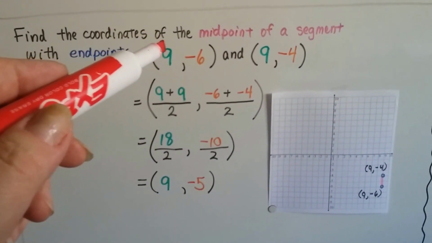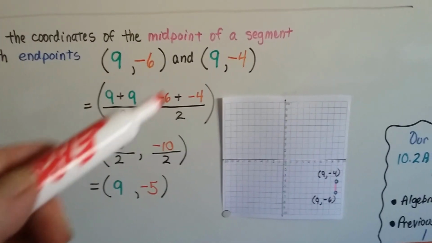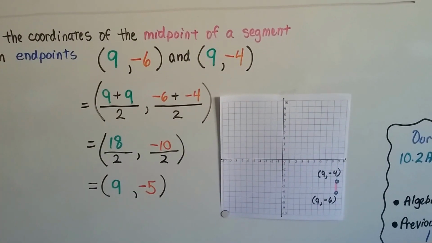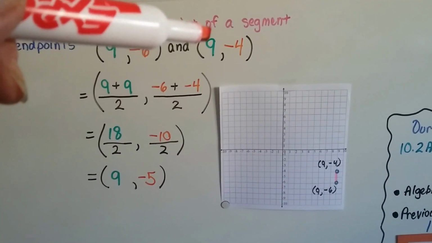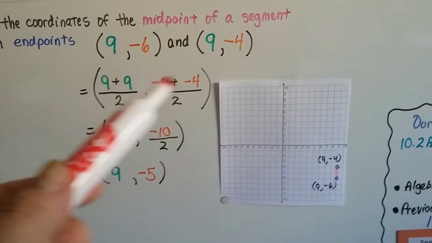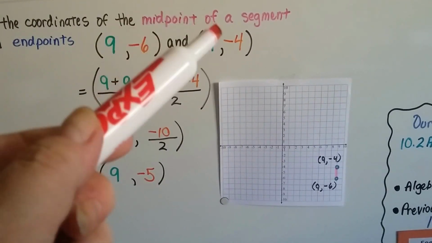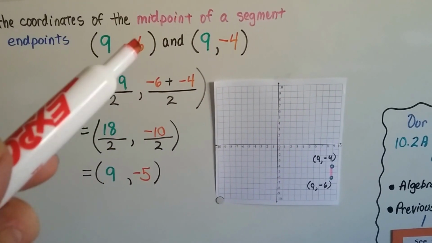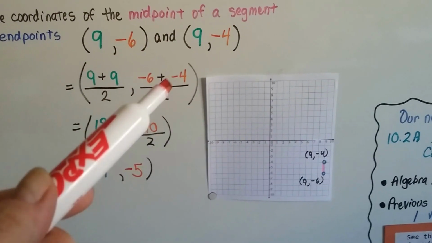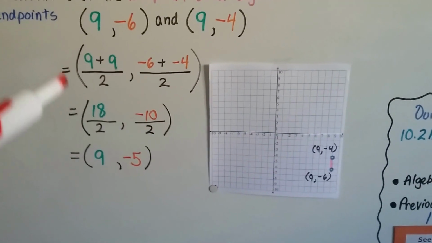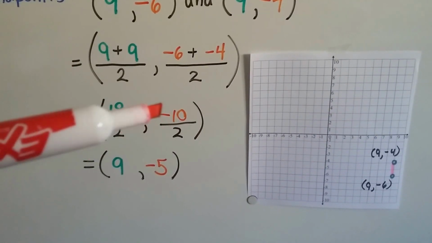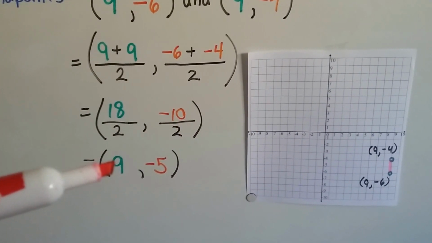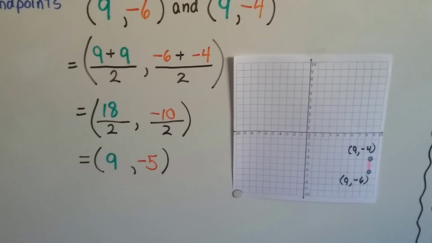All right, so now we can find the coordinates of the midpoint of a segment with endpoints 9 for x and negative 6 for y, and 9 for x and negative 4 for y. So we have our x sub 1, y sub 1, x sub 2, y sub 2. We put them into the formula, and we have 9 plus 9 over 2. We have negative 6 plus negative 4 over 2. We do our addition and our division. We get 18 over 2 and negative 10 over 2. That's going to give us a 9 for x and a negative 5 for y.